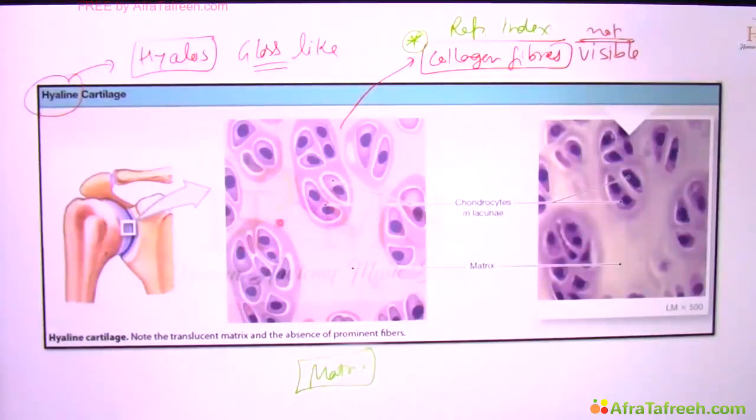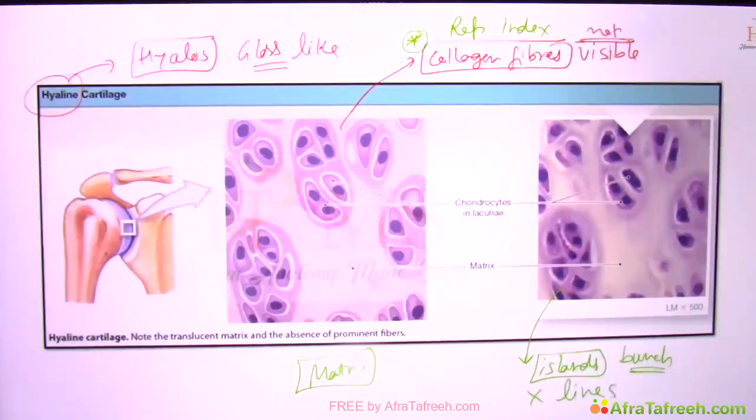What are the other features of hyaline cartilage? There are islands of chondrocytes, a bunch of chondrocytes, and they are not in lines. They are not running in a line. Then who is running in a line? In which type of cartilage do the chondrocytes run in a line? That we'll find out, but this is hyaline cartilage.